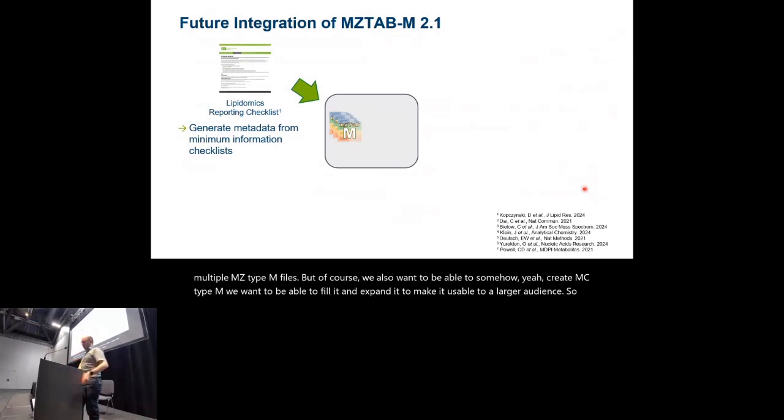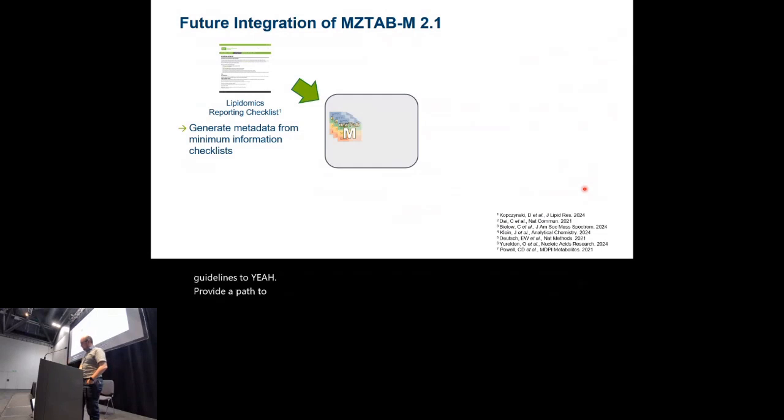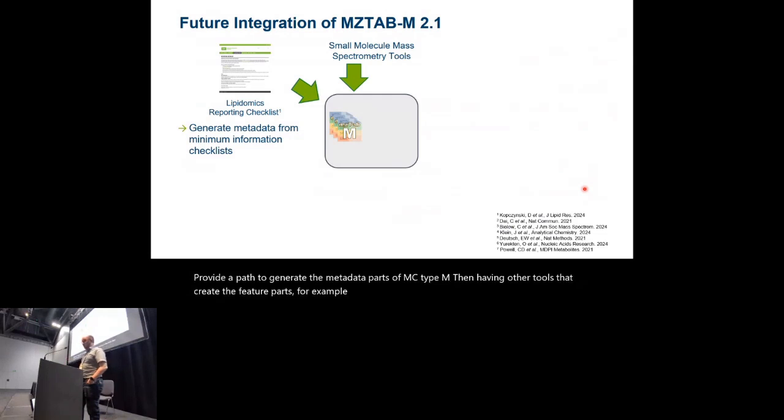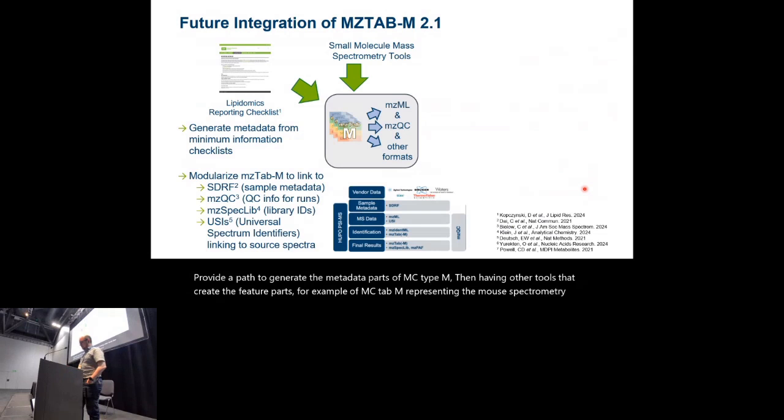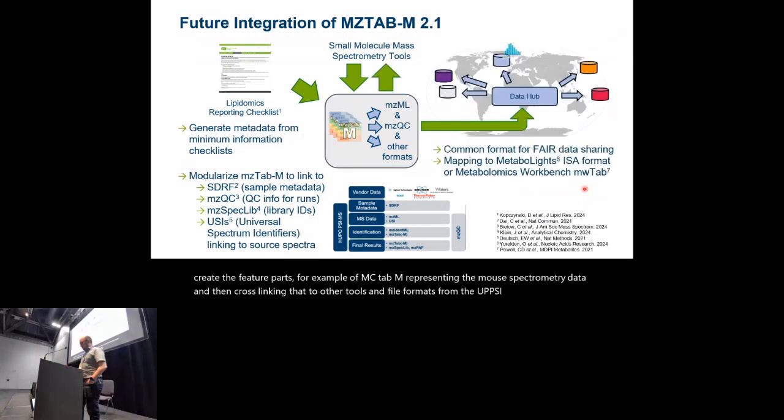So one possibility that we are thinking of at the moment is, for example, using the lipidomics reporting checklist or other similar metadata capturing frameworks and minimum information guidelines to provide a path to generate the metadata parts of mzTab-M, then having other tools that create the feature parts, for example, of mzTab-M representing the mass spectrometry data, and then cross-linking that to other tools and file formats from the HUPO-PSI infrastructure. Why do we want to do that?